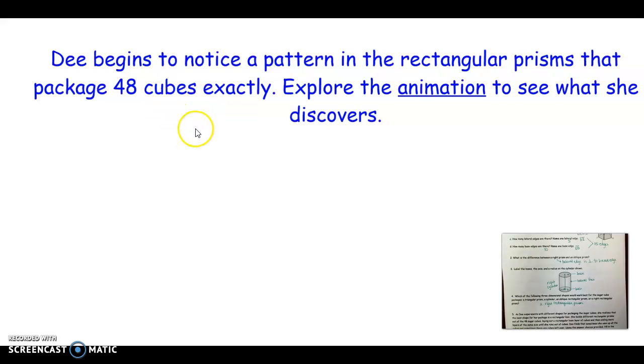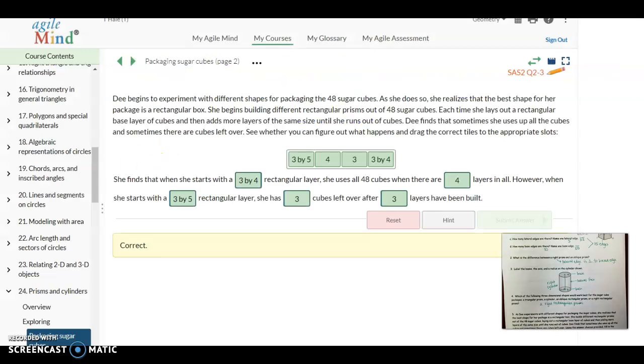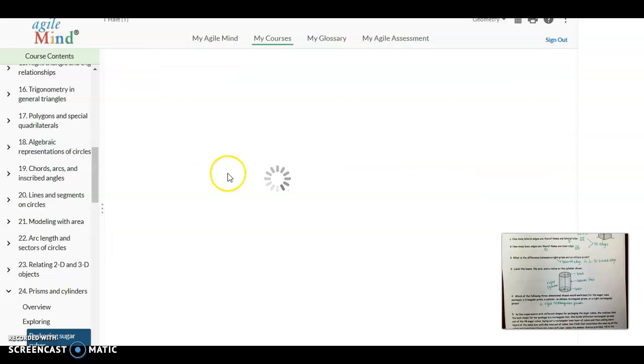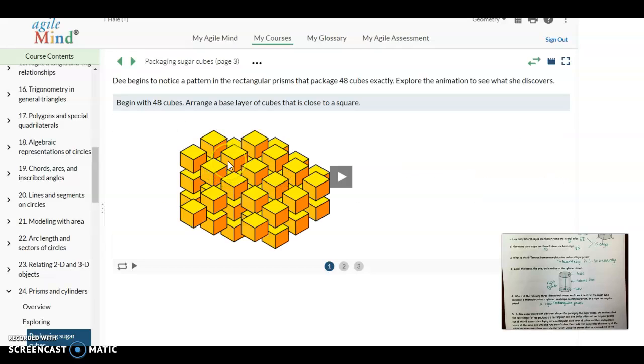So she begins to notice a pattern in the rectangular prisms that will package 48 cubes exactly, which is obviously what she wants. She does not want to have any left over. So let's look at this animation to see what she discovers about that.